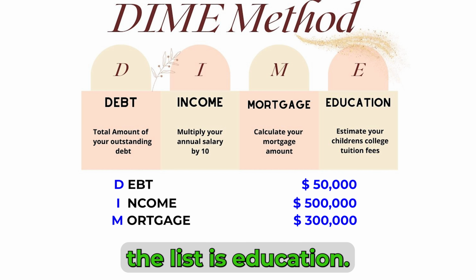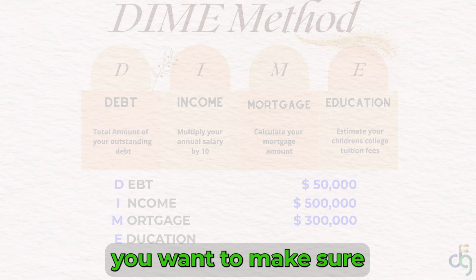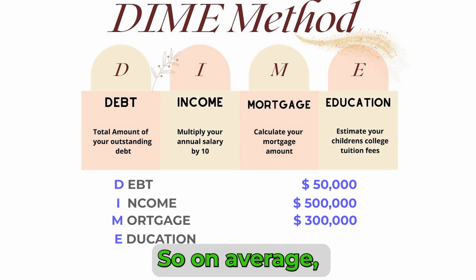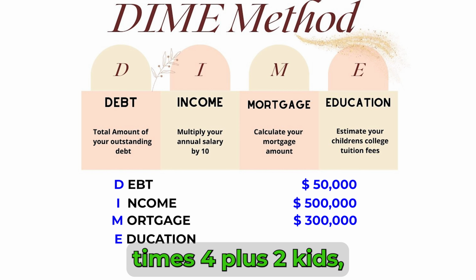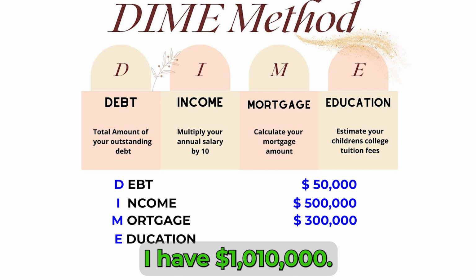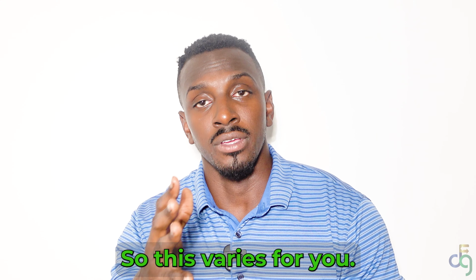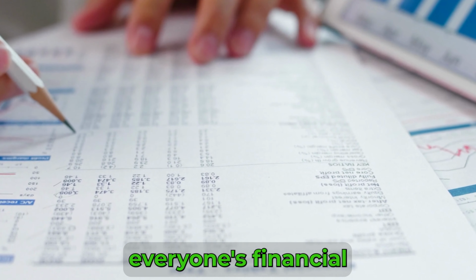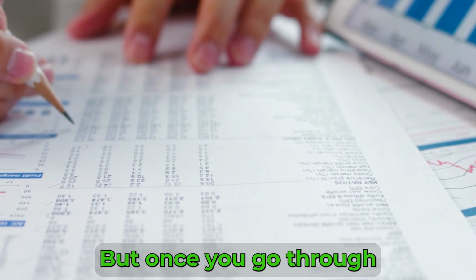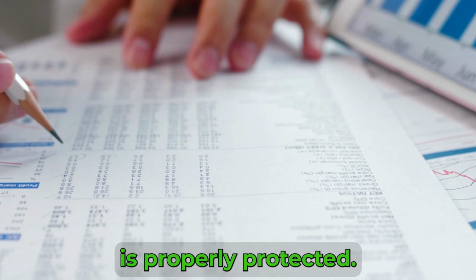And then the last one on the list is education. If you have kids, you want to make sure that, God forbid, if you're not around, their school is taken care of. So on average, about 20,000 a year times 4, plus 2 kids, that's 160,000. So in my example, I have 1,010,000. Okay, so this varies for you. Every situation is different. Everyone's financial situation is different. So it's actually very simple. But once you go through this method, you will make sure that your family is properly protected.